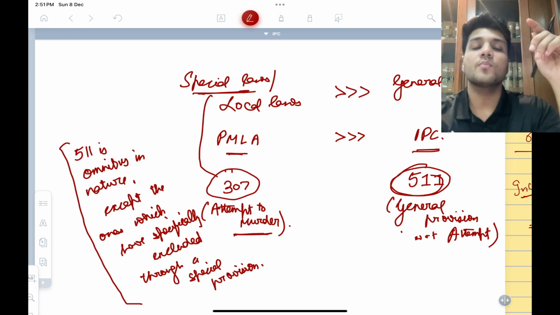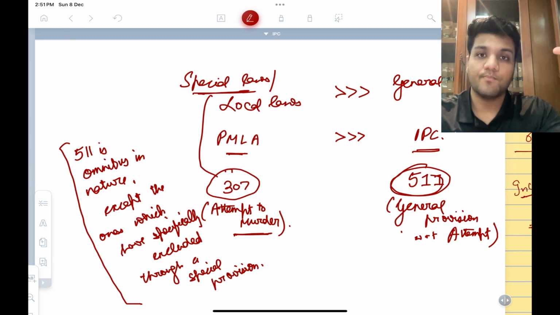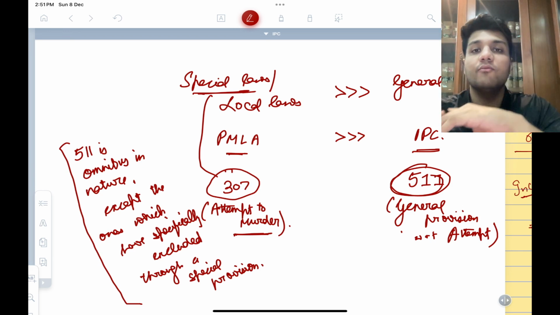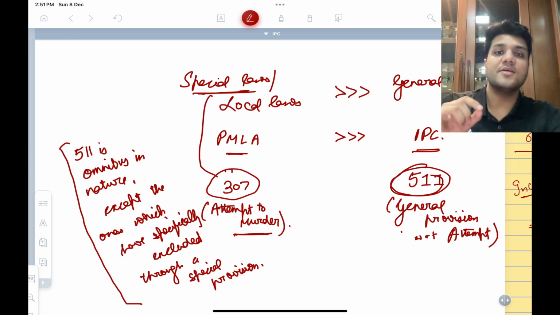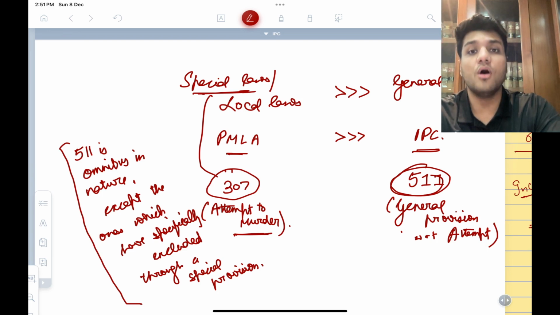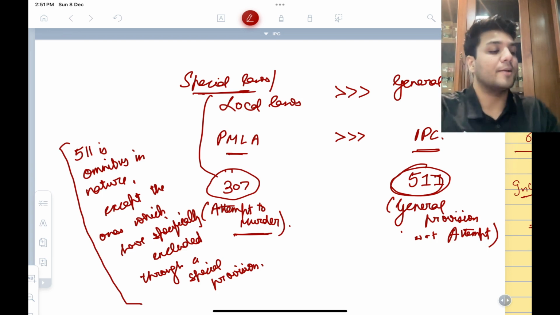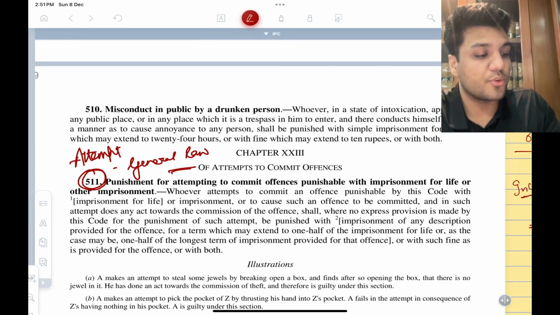But at the same time, the jurisprudence which revolves around attempt is the same, right? The concepts which have been evolved to define and to understand attempt apply across things. The only difference is that if the offense has not been specifically provided for, its attempt has not been specifically provided for, only then 511 will apply. Having understood that, now let's look at some of the keywords of this provision.